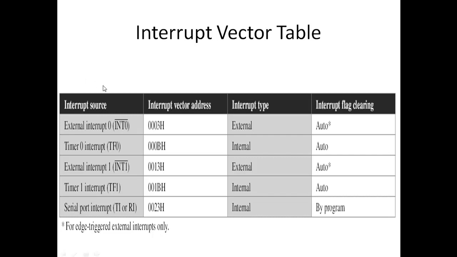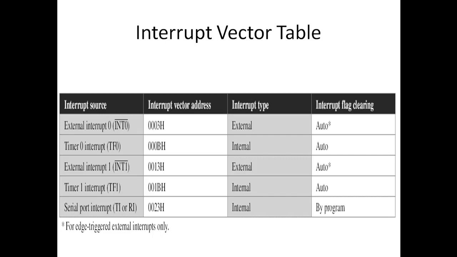Suppose my microcontroller is performing a certain operation and there is an interrupt at external interrupt 0, INT0. The microcontroller will stop the execution of the current program and go to the interrupt vector address, which is 0003H, and here our ISR, the interrupt service routine, is stored. That interrupt service routine will be executed by the microcontroller, and once it gets executed, it will return back to the main program which it was executing earlier, right?